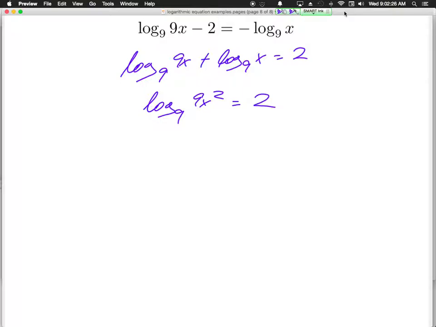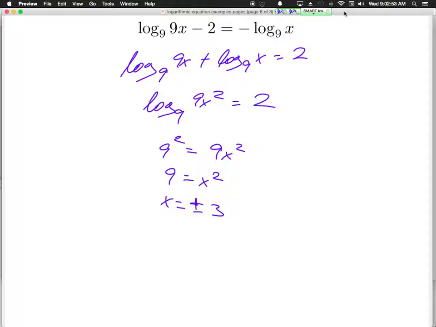Base in the exponent. So my base is 9. What's my exponent? That has to equal 9x squared. So 9 squared equals 9x squared. Divide by 9. What is 9 squared? 81. So 81 divided by 9, I get 9 equals x squared, which means x equals plus or minus 3.